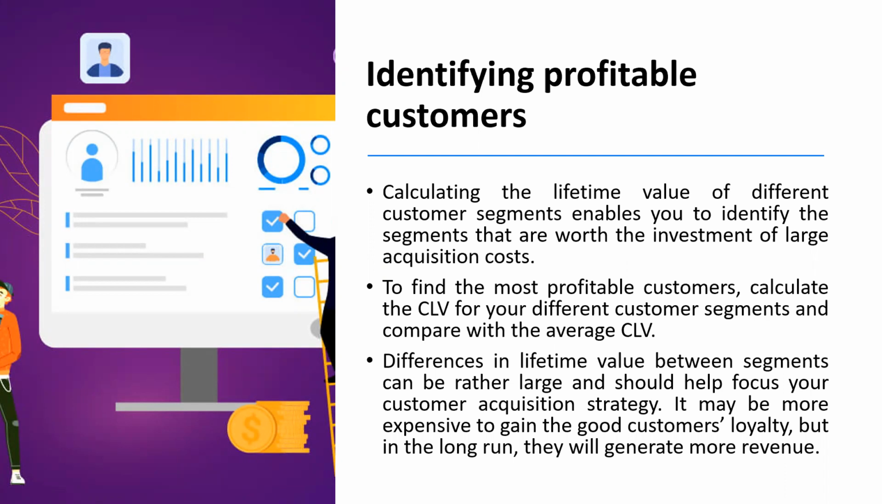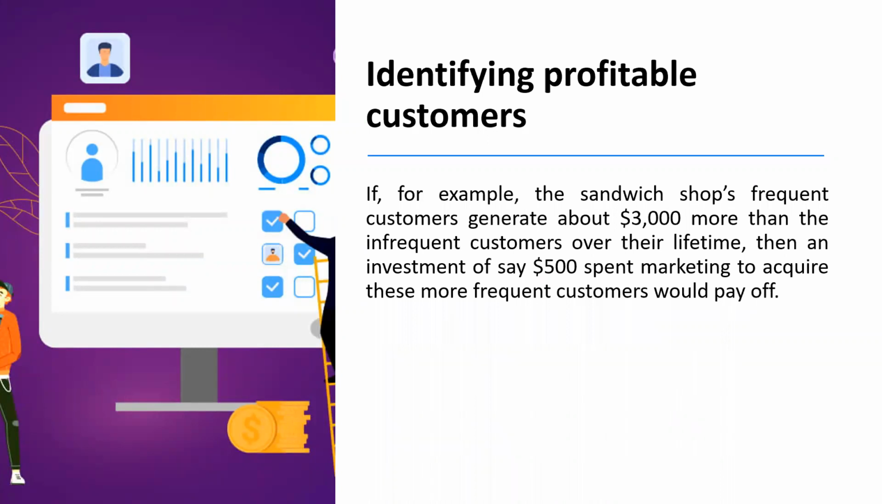So to find the most profitable customers, calculate the CLV for different customer segments and compare with the average CLV. If it is above average, that means high net worth customer. If it is below the average, that means the customer is not worth it. We call it a low net worth customer. And differences in lifetime value between segments can be rather large and should help you to focus your customer acquisition strategy very clearly. Whom to acquire, whom to ignore. It may be more expensive to gain the good customers' loyalty, but in the long run, they will generate more revenue. So it helps you to identify and answer it easily for you.